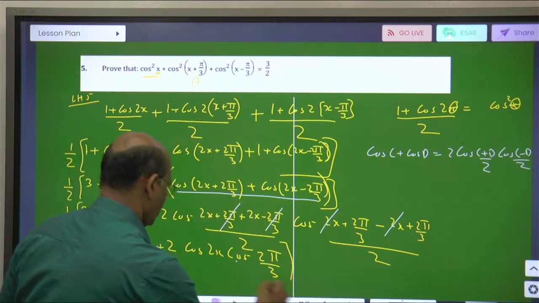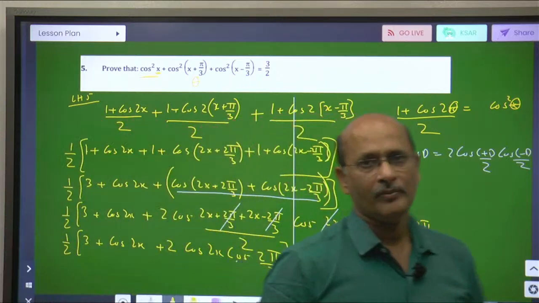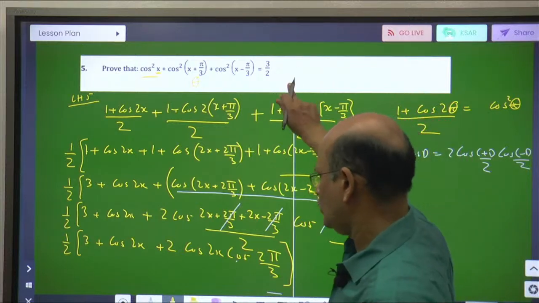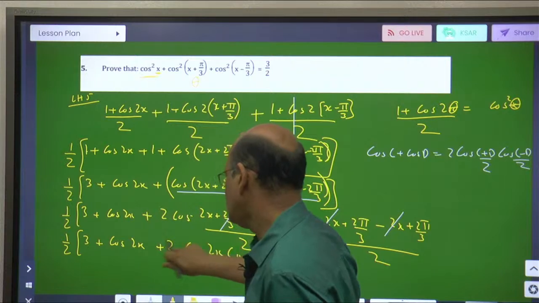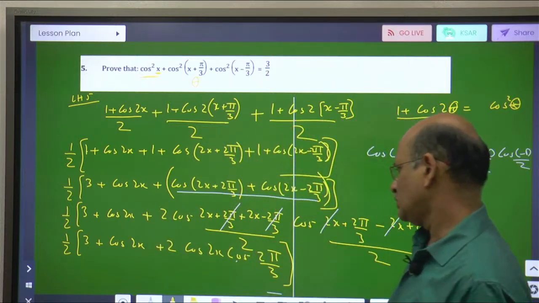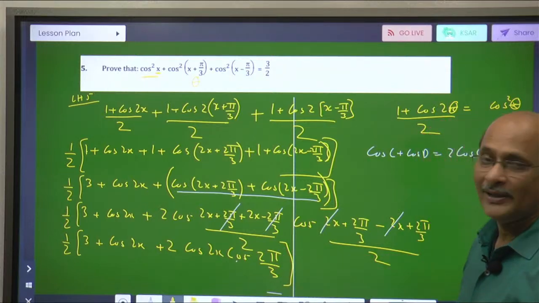Finish. My job is almost over. Now you look at this particular. See, I want 3 by 2. That means these two terms have to cancel each other. So I think cos 2 pi by 3 will be 1.